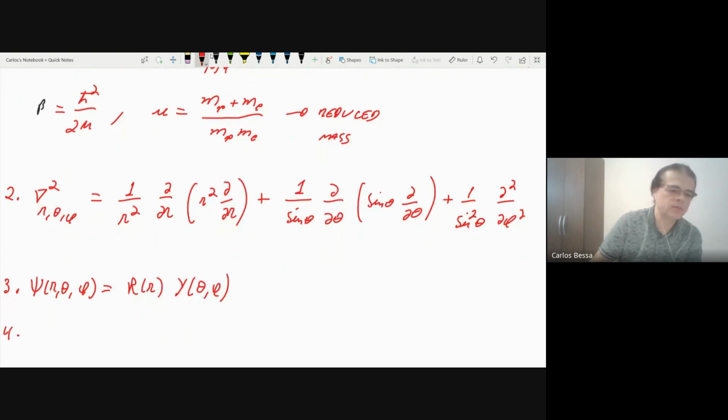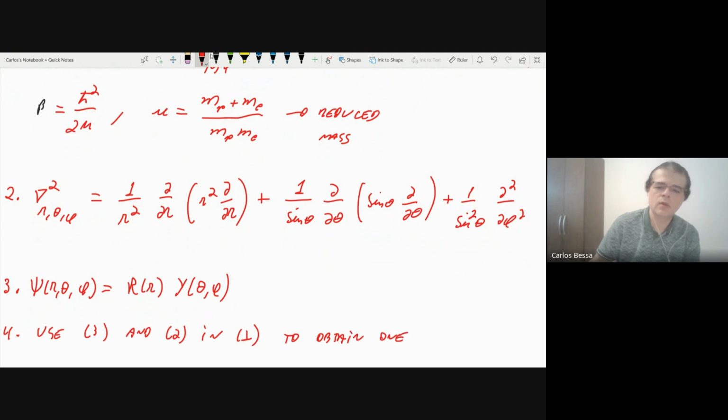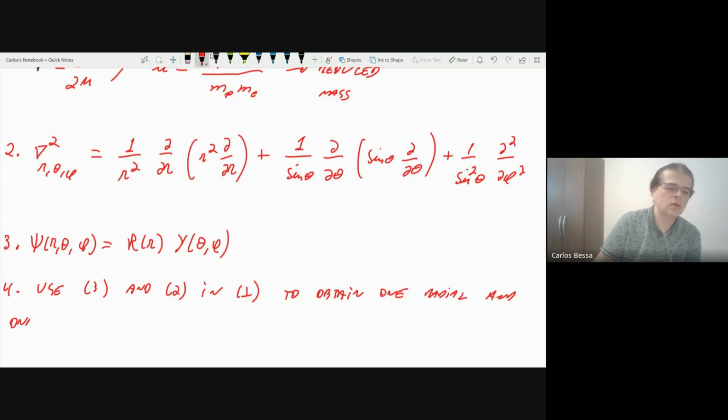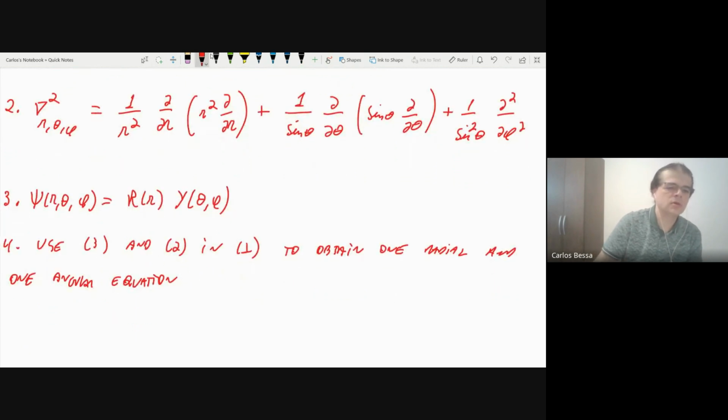The fourth step. Use 3 and 2 in 1 to obtain one radial and one angular equation. So let's call this step 4.